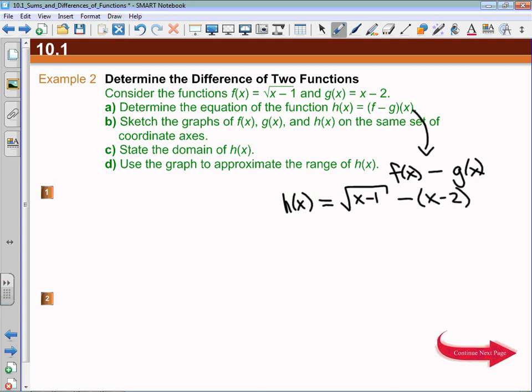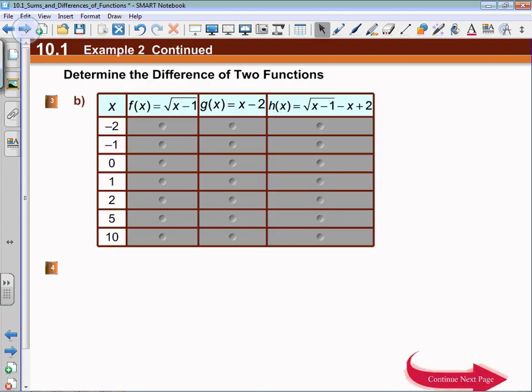Now, those brackets are really, really important because we're subtracting the entire function, not just the first term. So we would say that h(x) is the square root of x minus 1, minus (x minus 2). Really important that that negative distributes onto that bracket. So same thing as the last question. We have this table of values where we could quickly identify several different points.